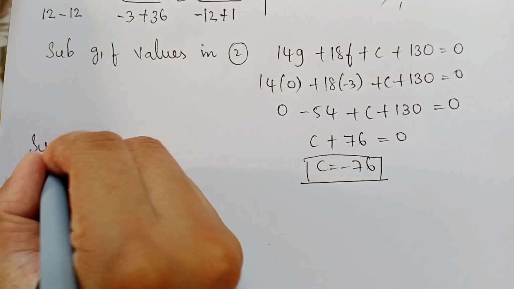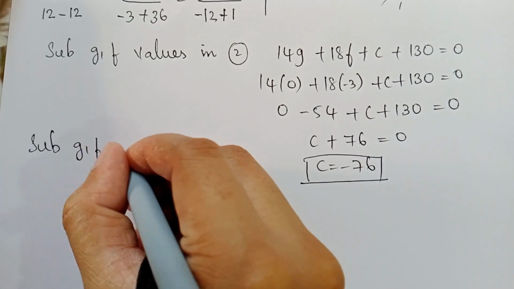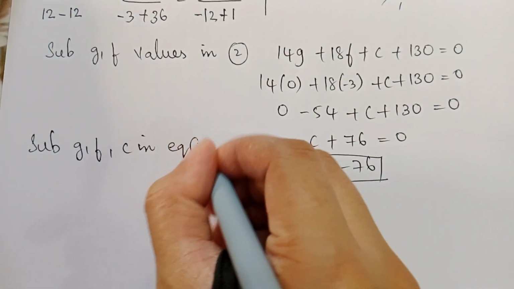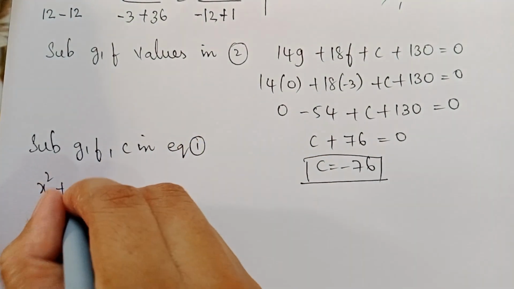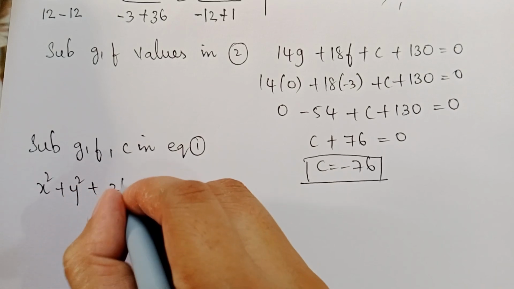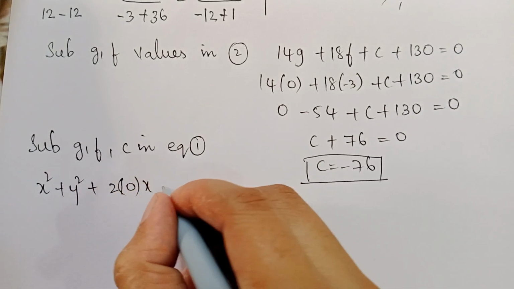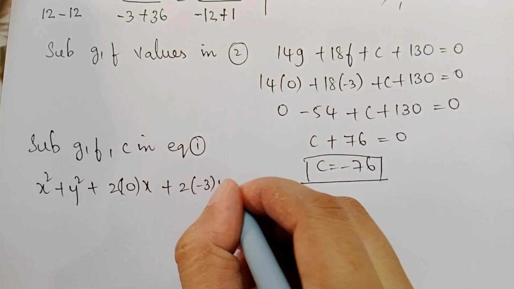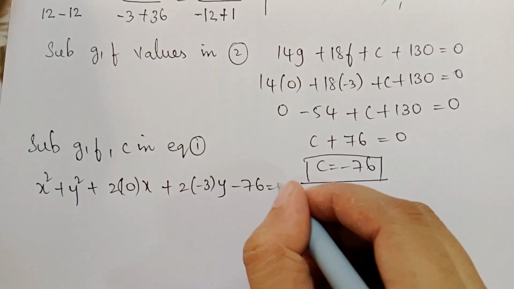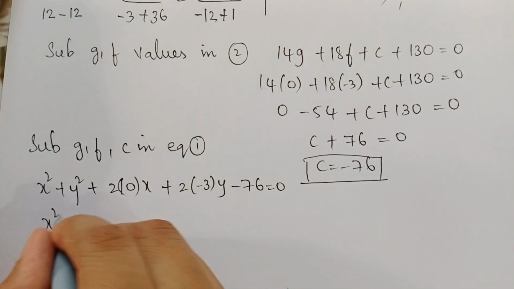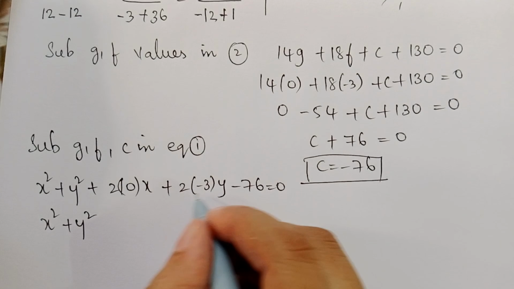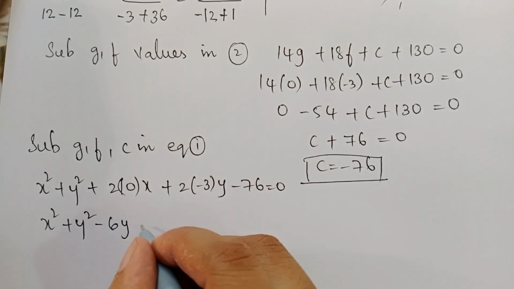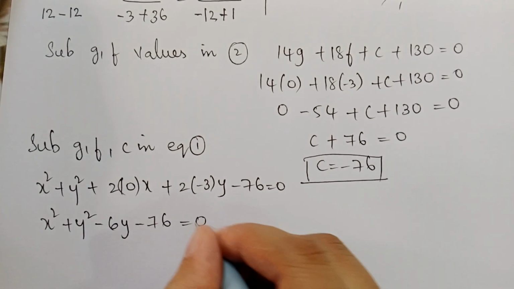Now substitute all the values g, f and c in equation 1. We'll get x square plus y square plus 2 into 0 into x plus 2 into minus 3 into y minus 76 equals 0. So it is x square plus y square minus 6y minus 76 equals 0, which is our final answer.